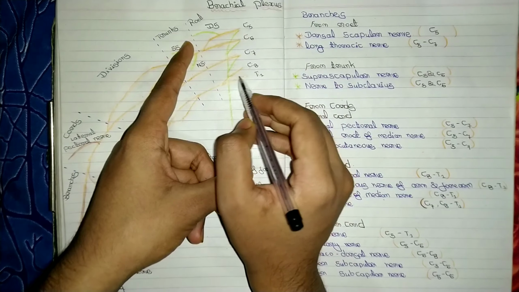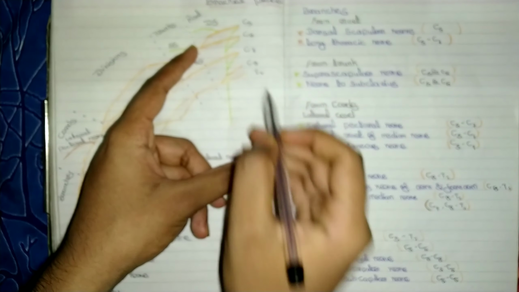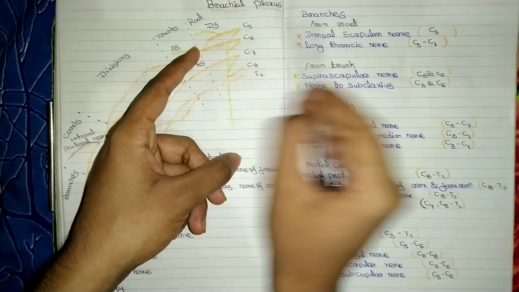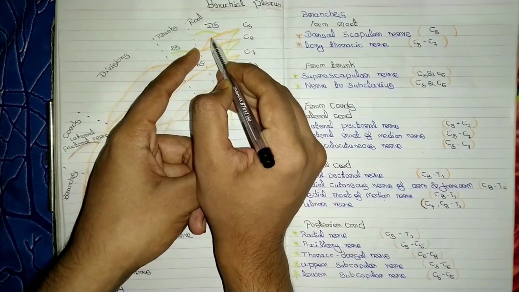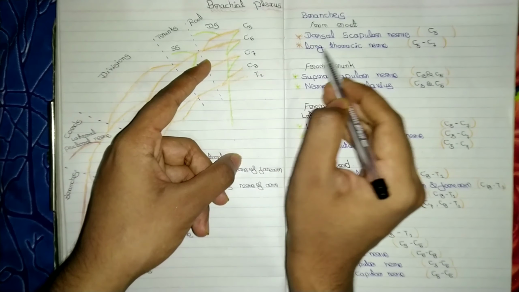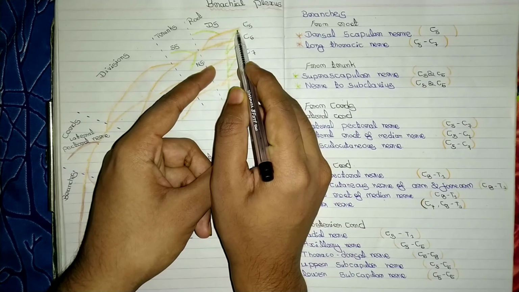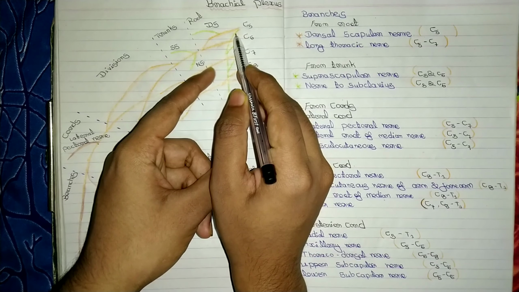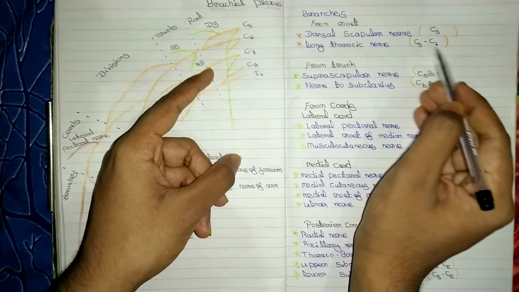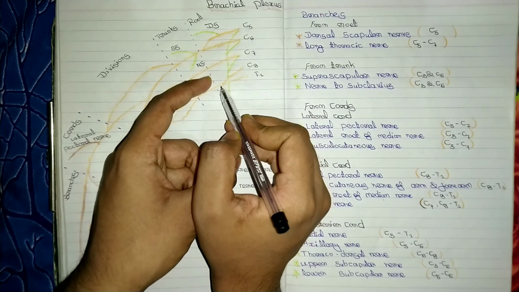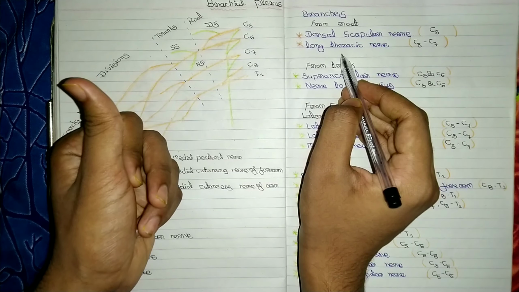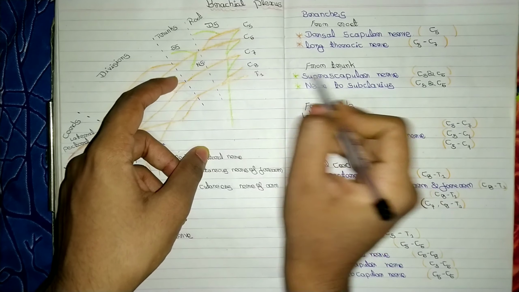Branches from the roots. Root one is the dorsal scapular nerve. The dorsal scapular nerve has root value C5. This arises from the root. Then the long thoracic nerve, which supplies serratus anterior, has root value C5, C6, C7. Paralysis of the long thoracic nerve leads to winging of the scapula.